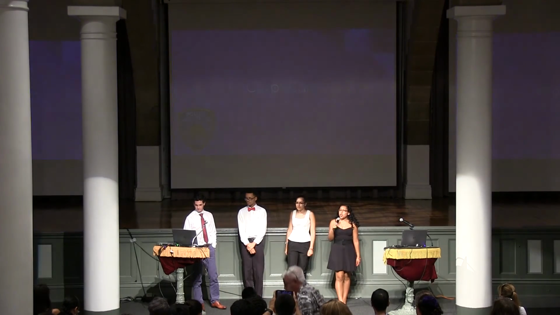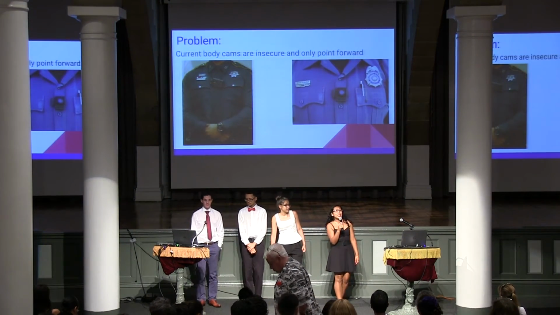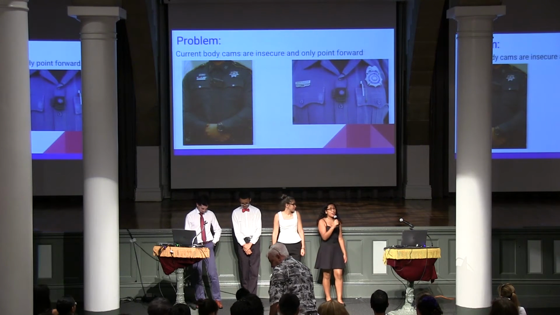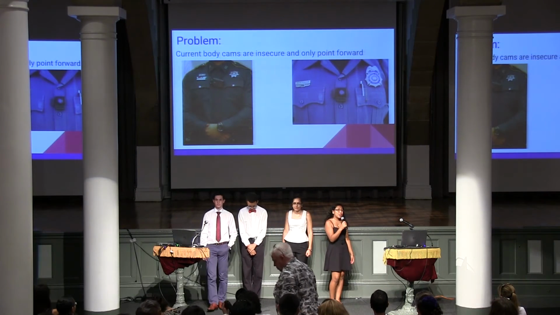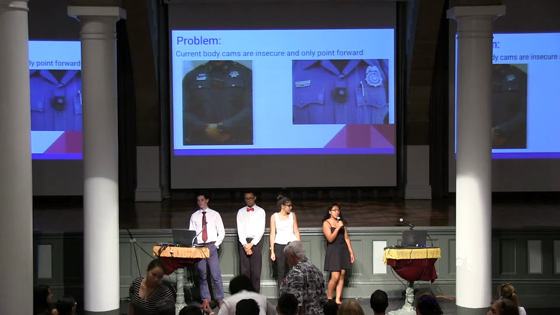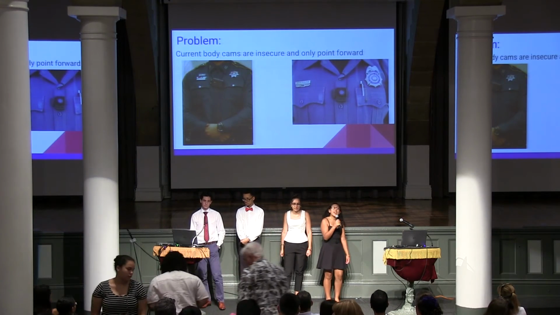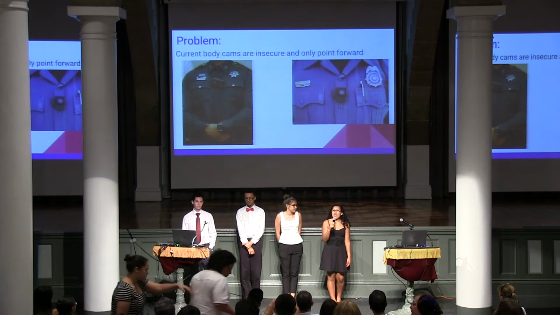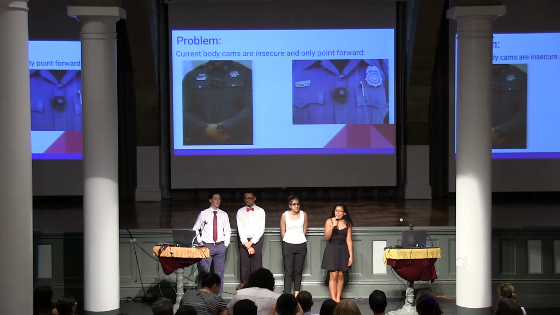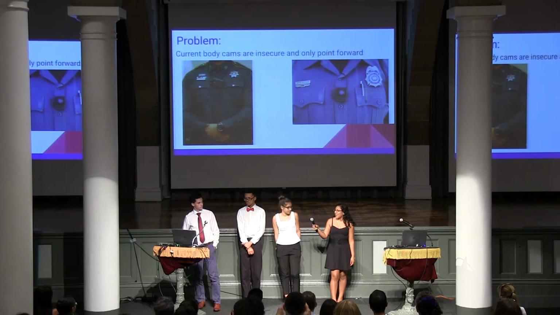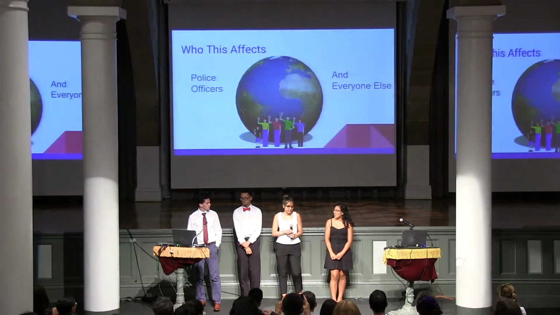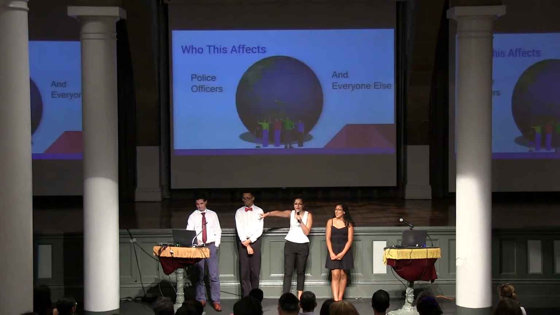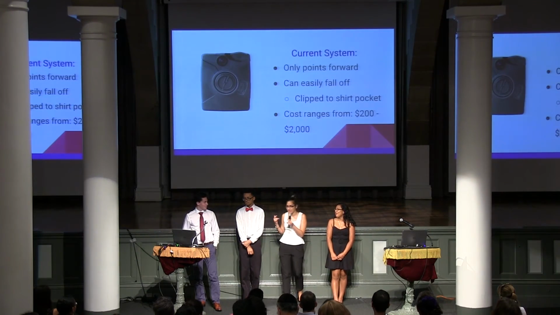If you guys have seen the news recently, you will notice that police brutality is an issue that has to be fixed. And although body cameras do reduce the use of force, they have many problems, such as the fact that they only point straight and can easily fall off. This would affect everyone in this crowd, everyone outside, and even the police officers.